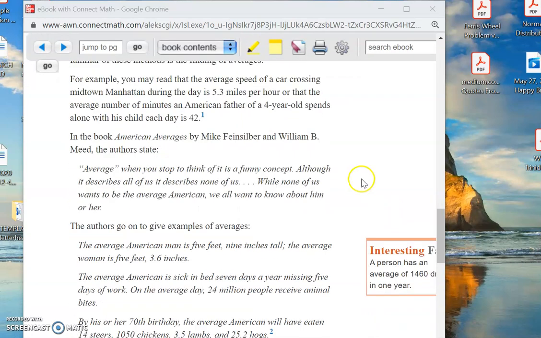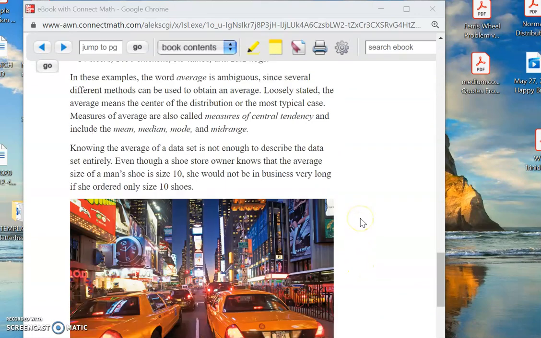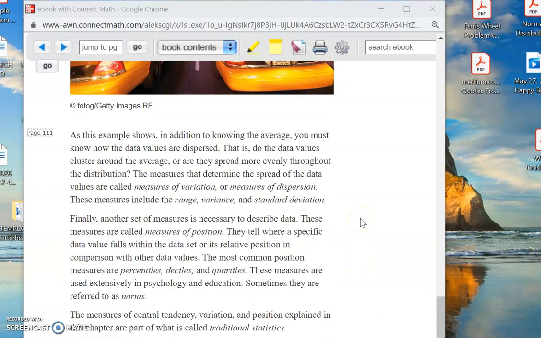Okay, so I don't have anything to add to this. I think the book is very well written. Read this over carefully and you'll get the idea of why this is important.